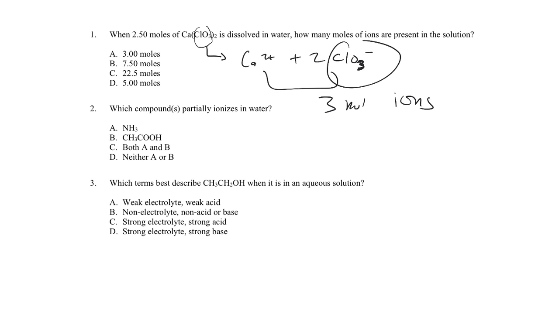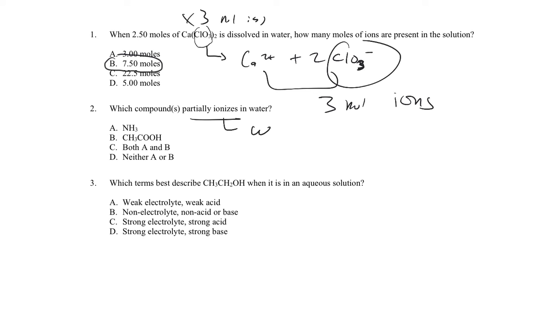So 2.5 moles dissolves times 3 moles of ions per mole of calcium chlorate gives us 7.5 moles of ions in the solution. So for every mole of calcium chlorate, we get 3 moles of ions, so 2.5 moles gives us 7.5 moles.